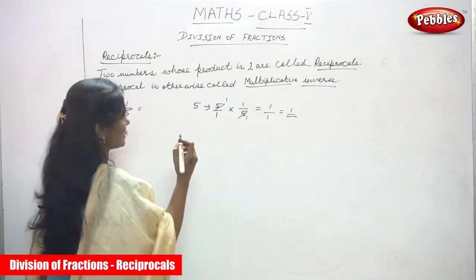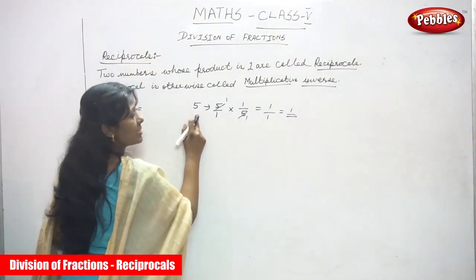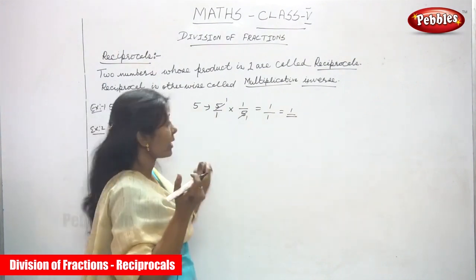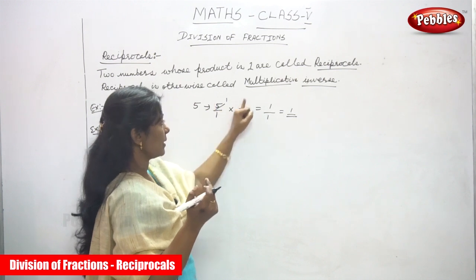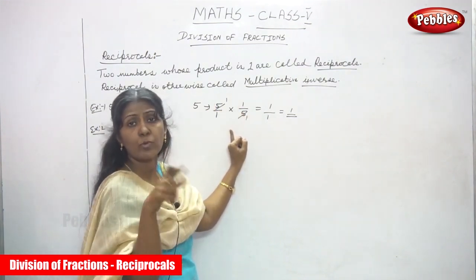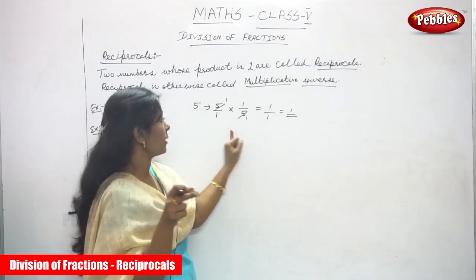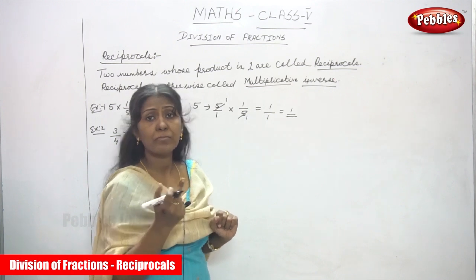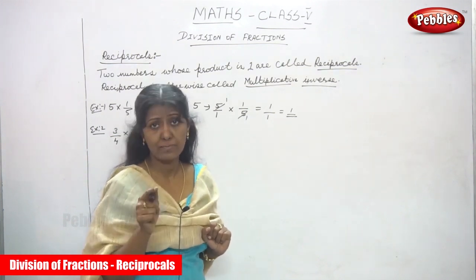So I will give some other example. Look at the number. This is a whole number. First I will convert the whole number into a fraction. After that, I have to make it a reciprocal. That 5 by 1 you have to write upside down, you get 1 by 5, the reciprocal. After that I cross the numbers, then the final answer is 1. So two numbers whose product is 1 are called reciprocals.